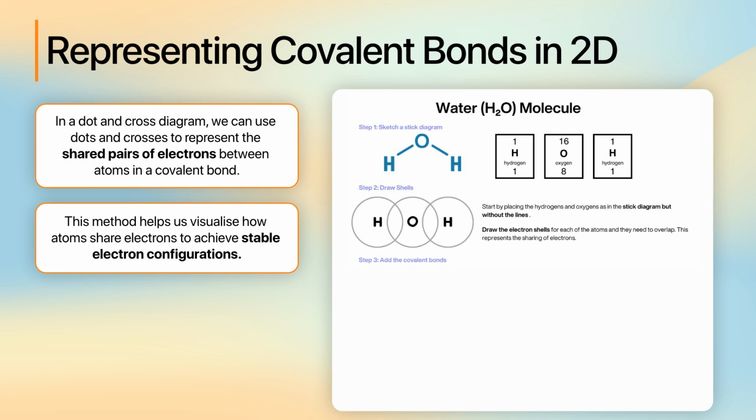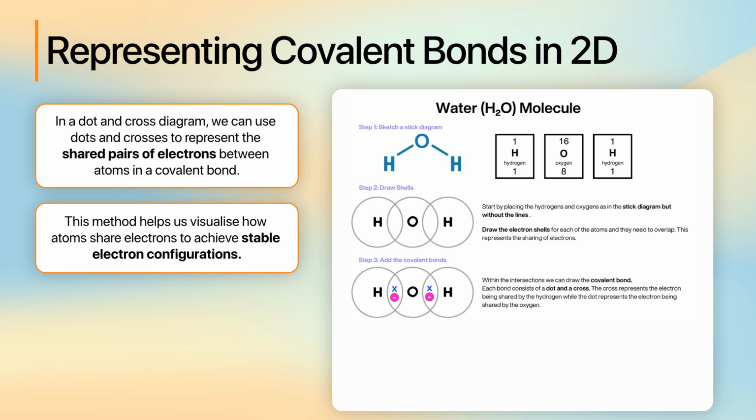Step 3. Add the covalent bonds. Where we have the intersections, we can draw the covalent bond. Each bond consists of a dot and a cross. The cross represents the electron being shared by the hydrogen, while the dot represents the electron being shared by the oxygen.